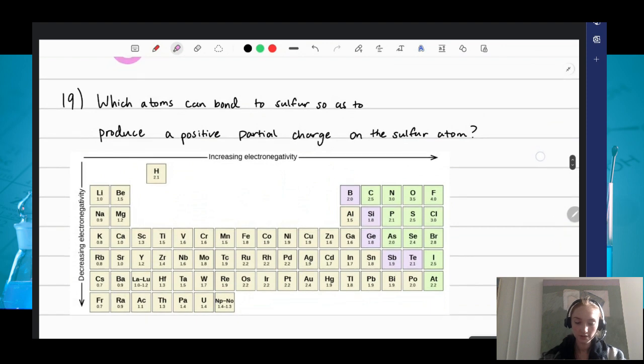Okay, so this question says, question 19, which atoms can bond to sulfur so as to produce a positive partial charge on the sulfur atom? Okay, so we can read into this question a little bit more. It says produce a positive partial charge. So what it's really saying here is it's going to covalently bond, and it's going to be polar because it's going to have a partially positive side on one end.